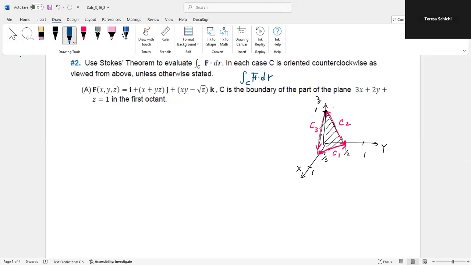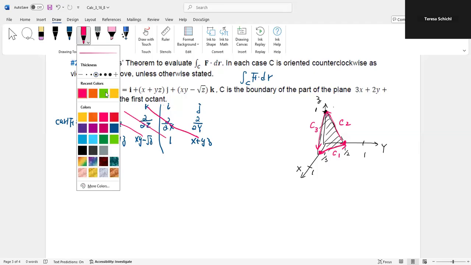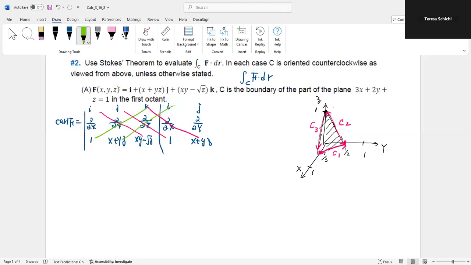All right, now let's do the curl. It's one more time. We did this many times. So the curl of F should be, this is i, j, k, then partial with respect to x, partial with respect to y, partial with respect to z. Y here is 1, then this is x plus yz, and this is xy minus the square root of z. Let's put the first 2 columns out: partial x, 1, partial y, and x plus yz. And then we do the diagonals, and minus here.